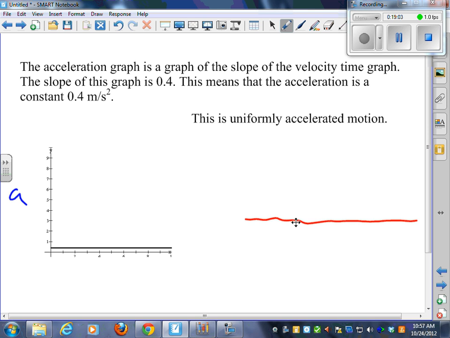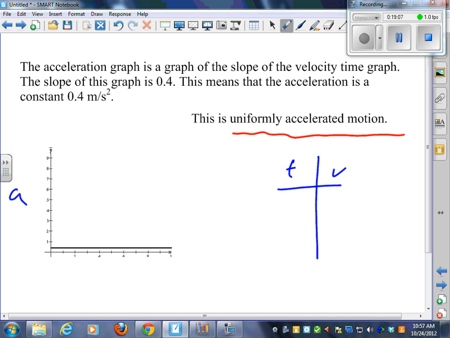In fact, if I were to make a chart of the velocity with the time, if I started at 0, the velocity would be 0. After 1 second, the velocity would be 0.4. After 2 seconds, the velocity would be 0.8. After 3 seconds, it would be 1.2, and so on. Those are the values for the velocity.